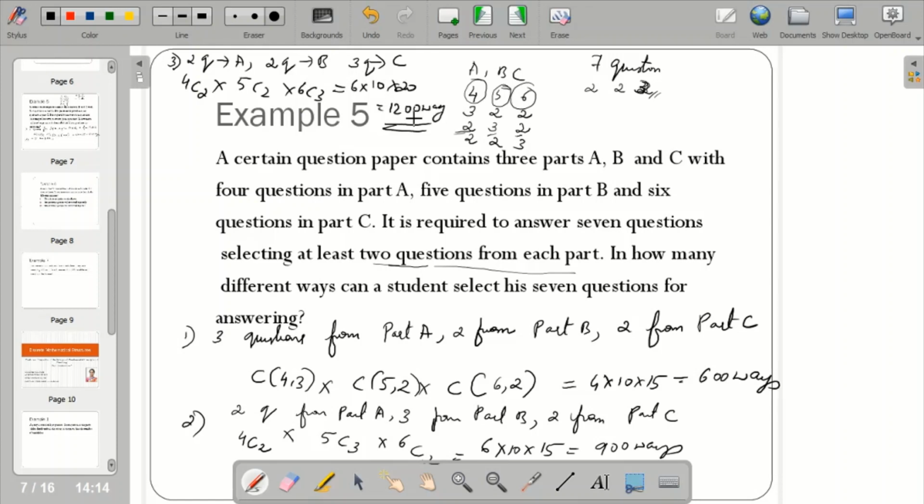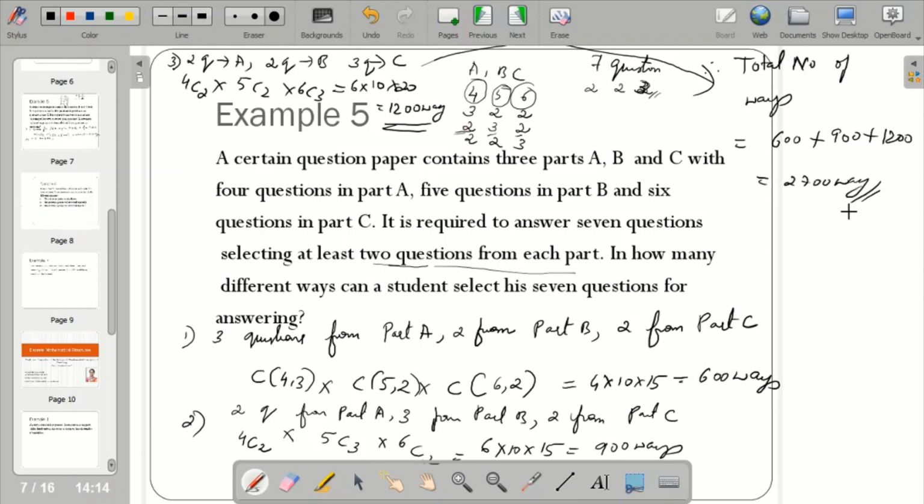Finally, the total number of possible ways: first part you got 600, second part 900, and next 1200. So the total sum would be 2700 ways. So this is the possible number of ways you can choose a question paper where a student attempts 7 questions with all these 3 restrictions. Is it clear with this example 5?